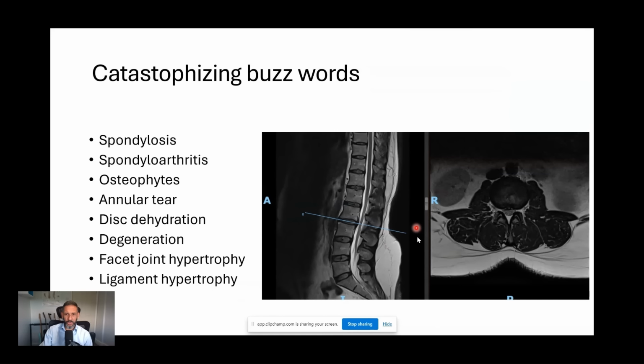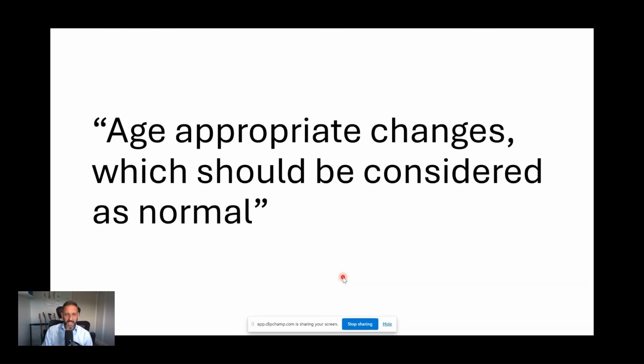on the background of what is generally a normal scan. These findings are very, very common, and I often tell patients, this is how I've summarized those findings to patients. These are age-appropriate changes that should be considered as normal, and I often put a line like that in the clinic letter to summarize that.